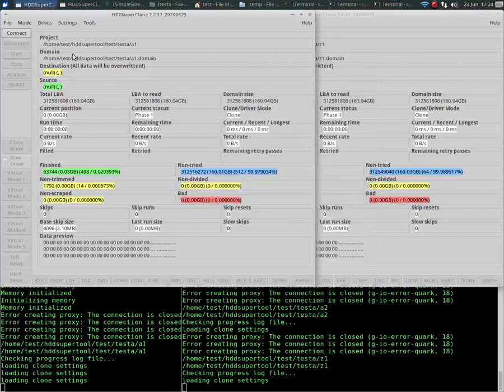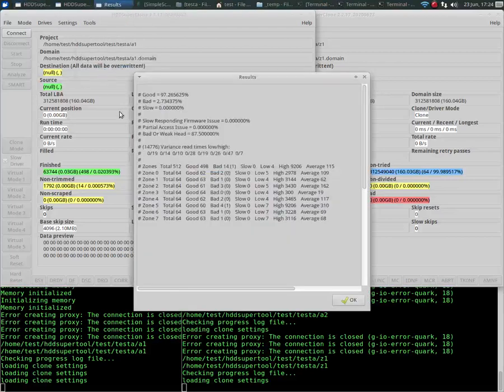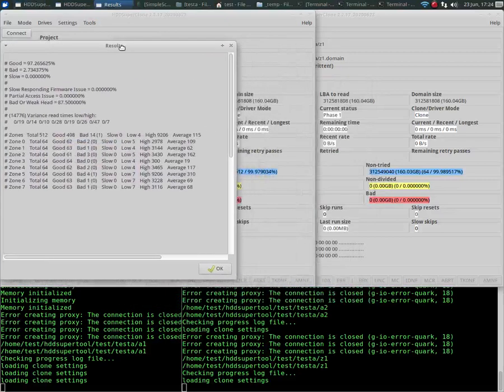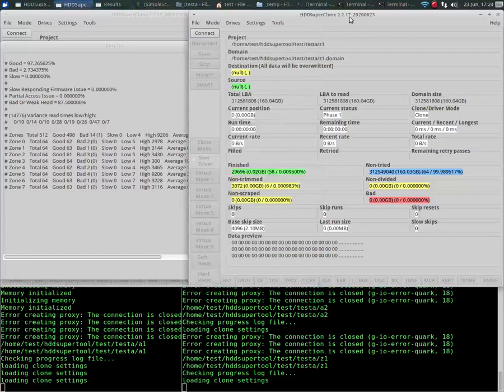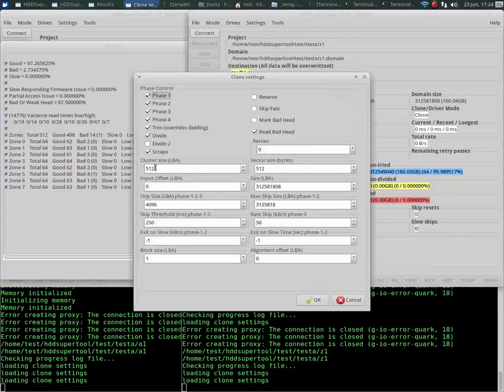So in this demonstration, this one is at the normal 128 cluster size and 1 second timeout, and this one, if we look at clone settings, I upped it to 512 and dropped this to 250, so a quarter second, and then I quadrupled our read size.